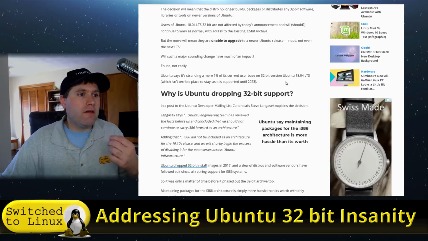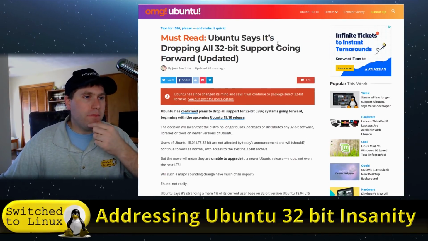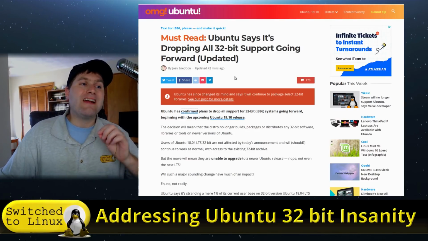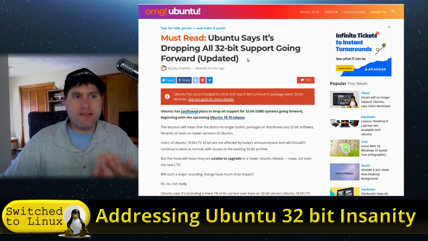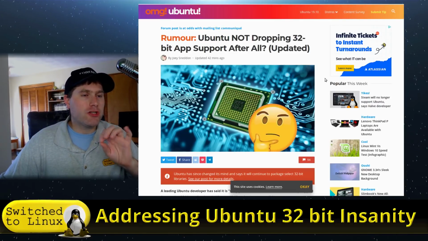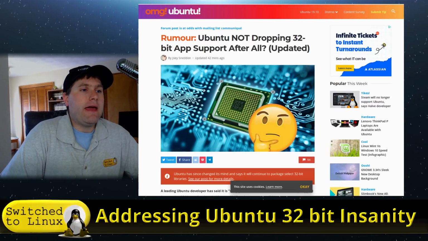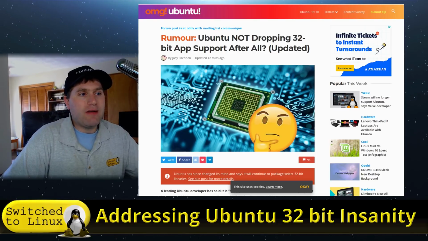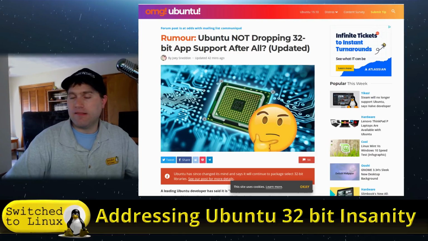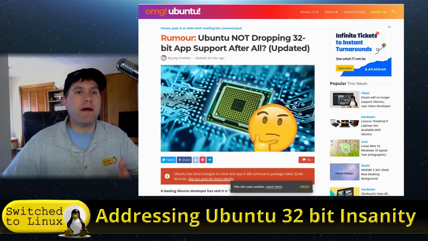had this come out. So, of course, OMG Ubuntu comes out. They also reported on this. Of course, they just updated the article because there is an update to the situation. And then here, what ended up coming out is that no, Ubuntu is not dropping 32-bit application support. So another article came out and clarified it.